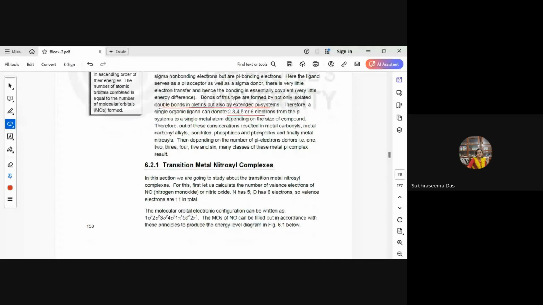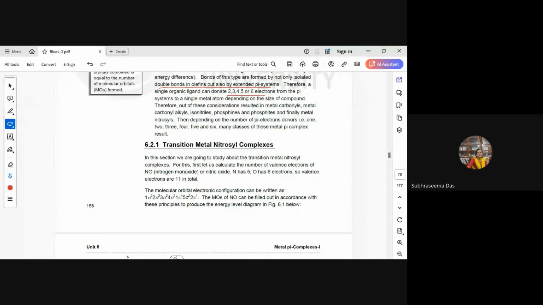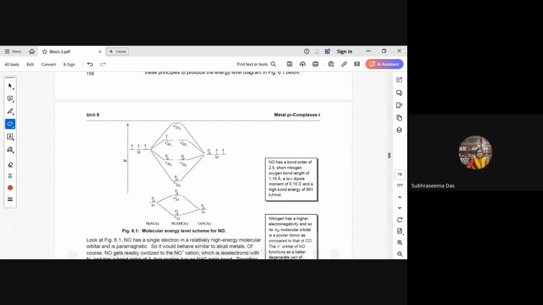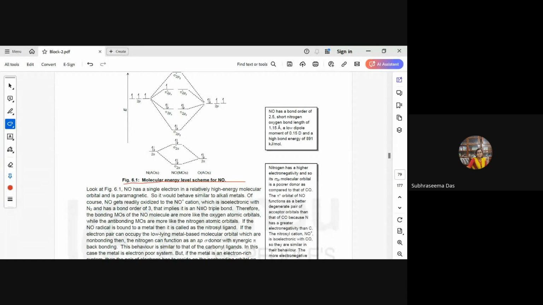Now coming to transition metal nitrosyl complexes. In these complexes, NO, that is nitrogen monoxide or nitric oxide, is present in transition metal complexes. When we look into the valence electronic configuration of NO, we know that there are a total of 11 valence electrons, and the molecular orbital electronic configuration is given here in figure 6.1. We see the molecular orbital diagram for NO. Here we see a single electron present in the pi star 2p orbital.